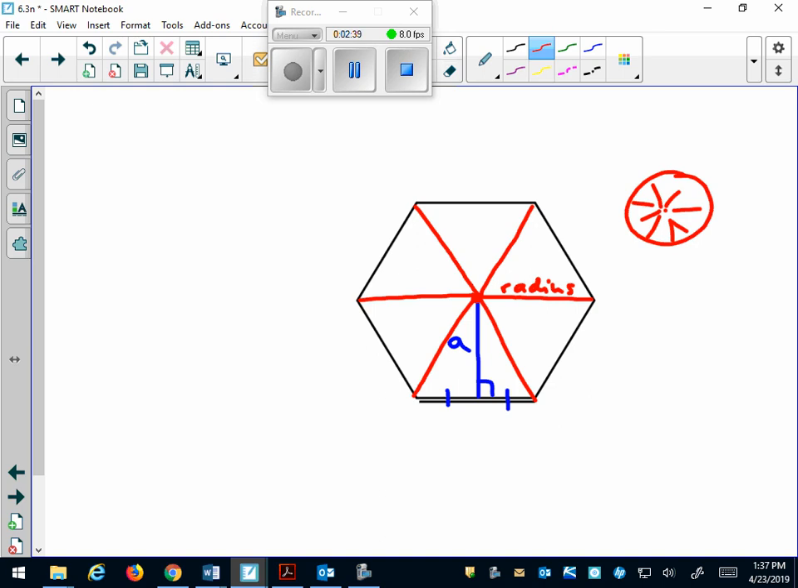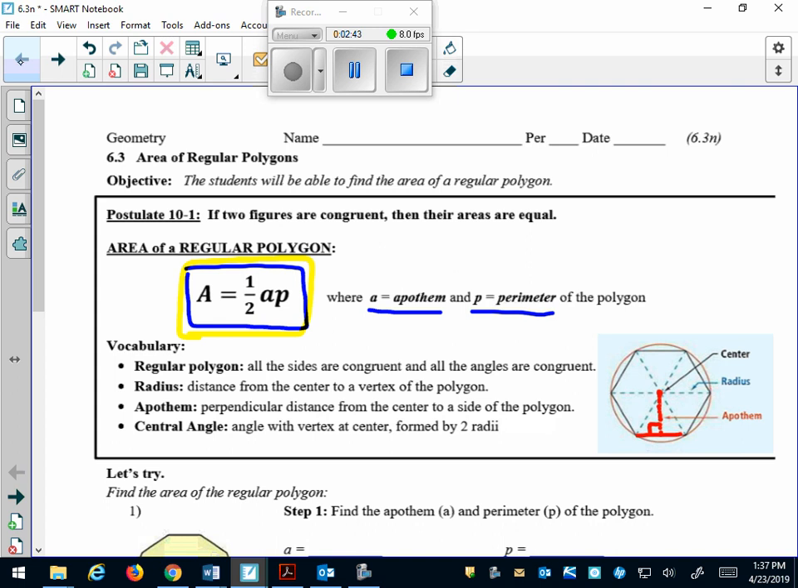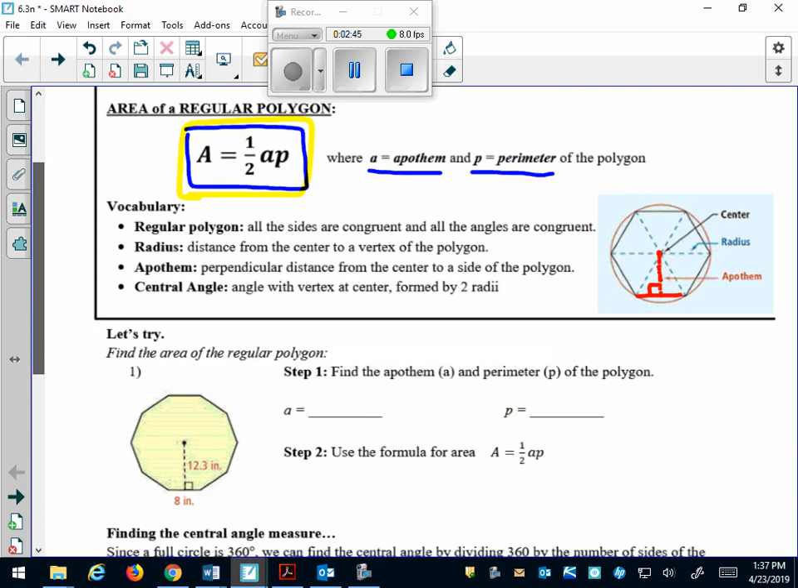Okay, let's go back to this. A couple of words that are important here. A regular polygon, again, all the sides are congruent. All the angles are congruent. This formula only works with regular polygons. Radius we just talked about, vertex to the center. Apothem we just talked about.